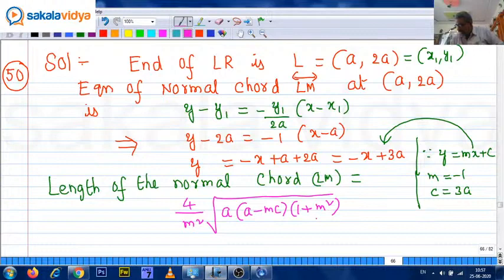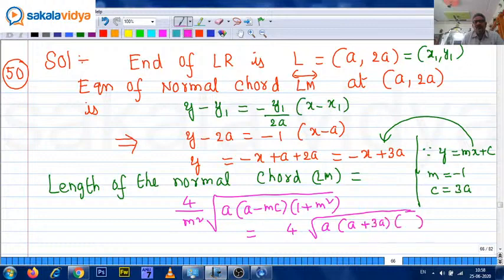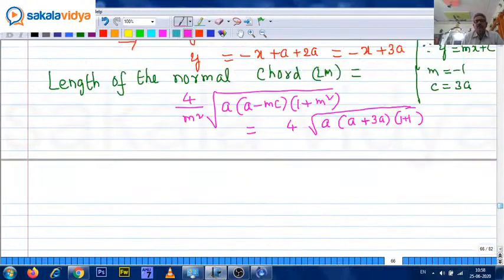So now we need to substitute. This equals, m is 1, so 4 times m square is 1 only, root over a. A stands for what? A is from the parabola. A minus mc, mc means actually here minus 1 into 3, minus 3a plus 3a. Then 1 plus m square, m square means 1 plus 1. So you need to simplify this one.